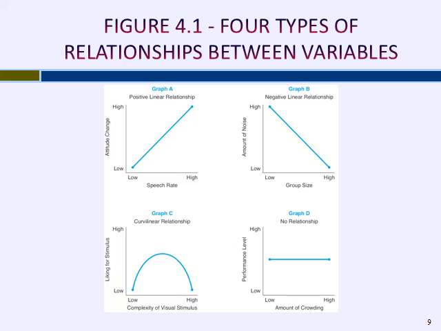Now, looking at different figures of what we could call correlations, or types of relationships between variables, is what we have here. Graph A shows us a perfect positive linear relationship. We have an explanatory variable of speech rate, and then we have the response variable, the Y variable, attitude change. So what we see is as speech rate increases, attitude change also increases.